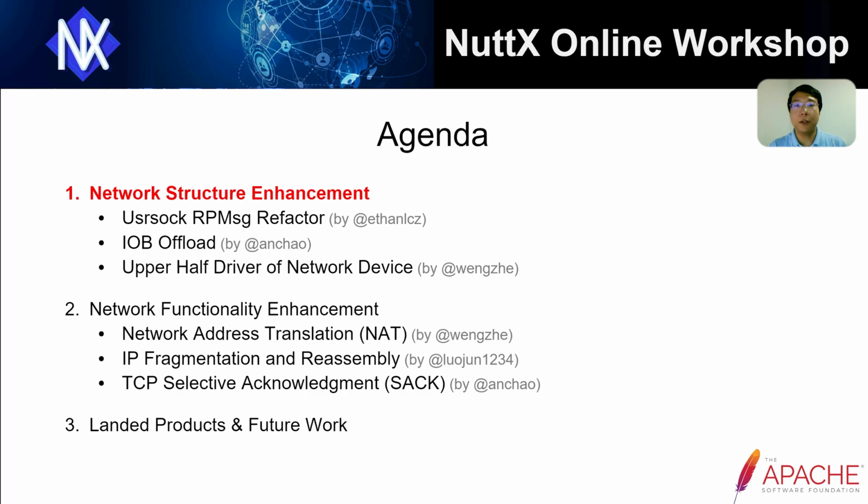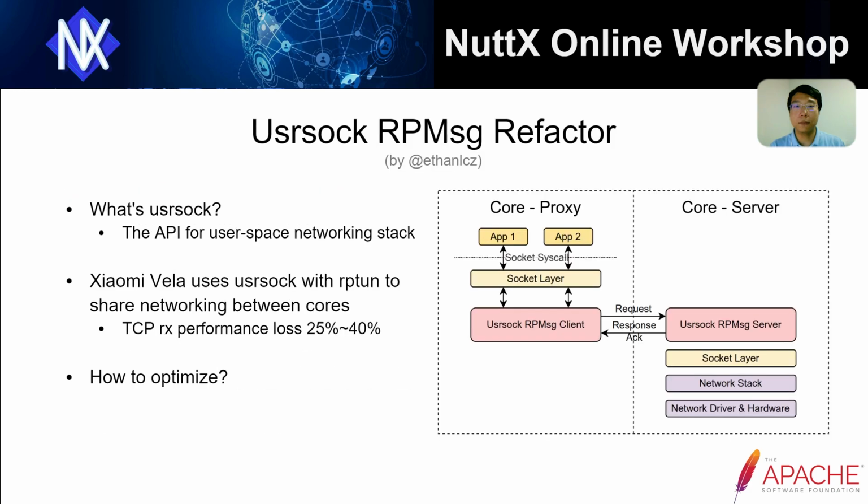Let's start with the network structure enhancement. There are three enhancements I'd like to share: the UserSock RP message refactor, the LB offload, and the upper half driver of network devices. First is the UserSock RP message refactor. So what is UserSock? It stands for the API for the user space networking stack on NuttX.